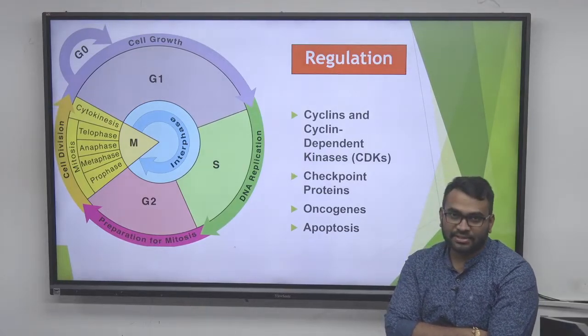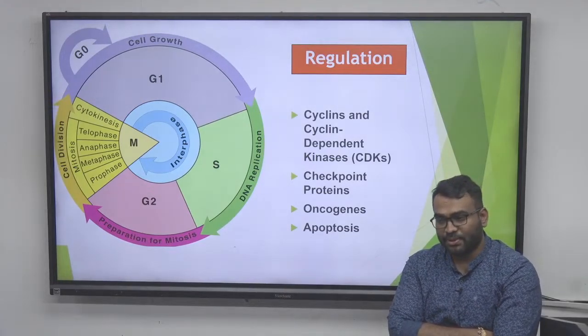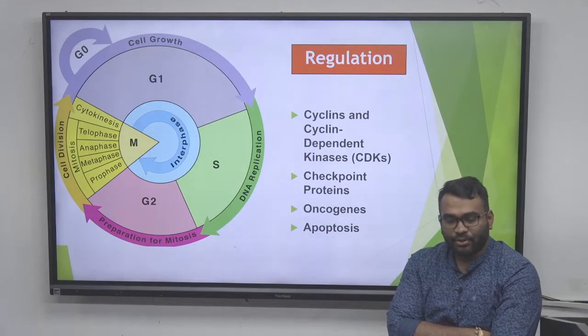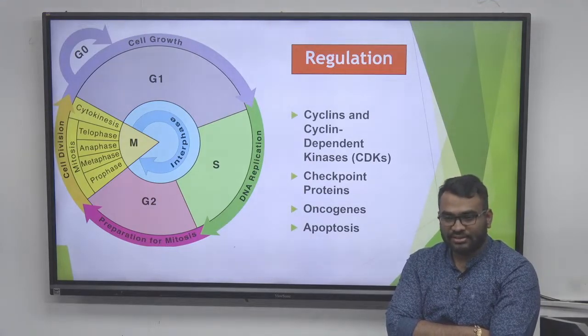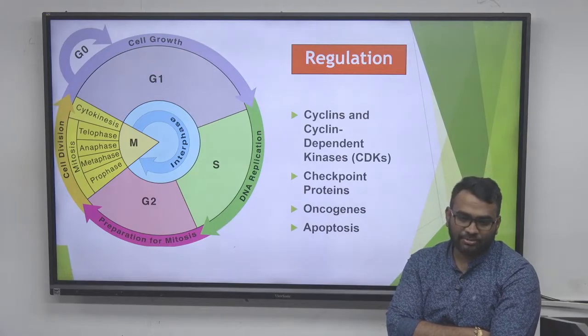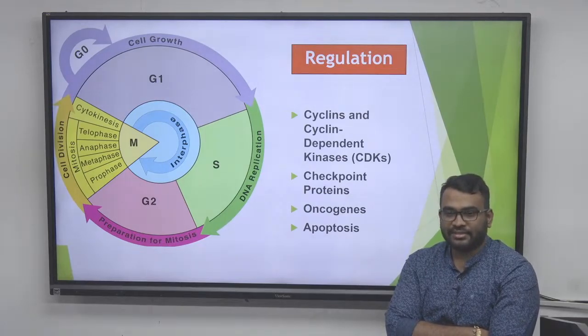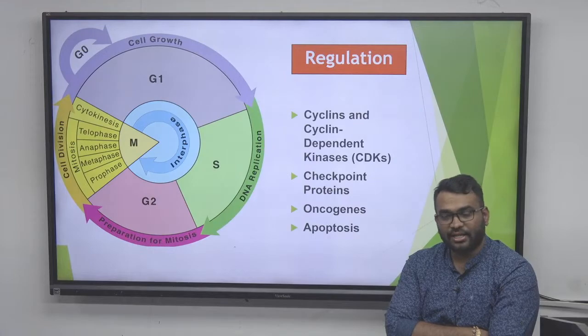Next one is apoptosis. Everybody would be knowing this. Apoptosis is also called programmed cell death, right? This is where, if the cell cannot be repaired, it is beyond repair, then the cell itself is going to kill itself.